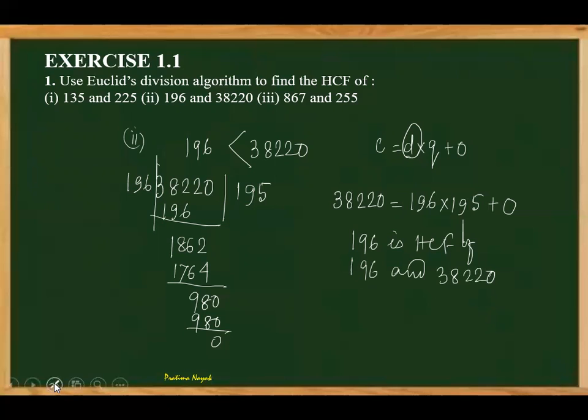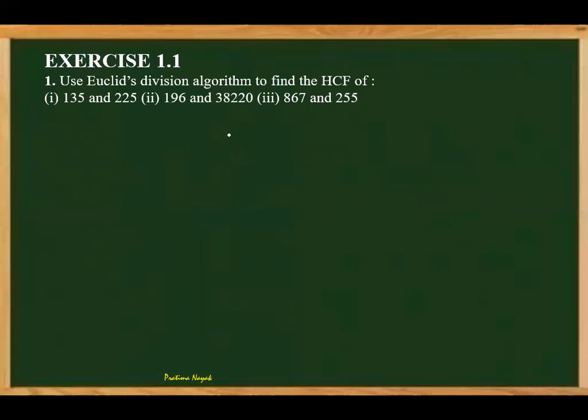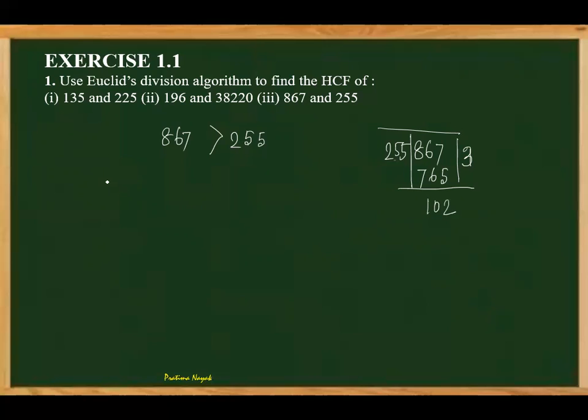Next, coming to the third part. The third part is 867 and 255. So 867 is greater. So I'll divide 867 by 255. This is your rough work. How much will you get? You will get directly 3. 255 times 3 is 765. If you subtract, you are getting 102. So write the step immediately.